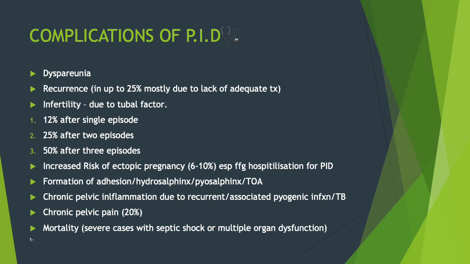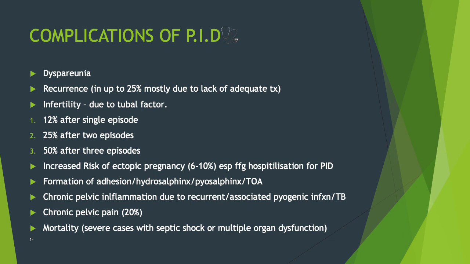Infertility is quite a severe complication, mostly due to tubal factor, especially when there's tubal damage. The rate of infertility after a single episode of PID can be as high as 12%, going up to 25% after 2 episodes and 50% after 3 episodes. This coincides with the increased risk of ectopic pregnancy, especially following hospitalization for PID. And this mostly comes down to the fact of tubal damage.